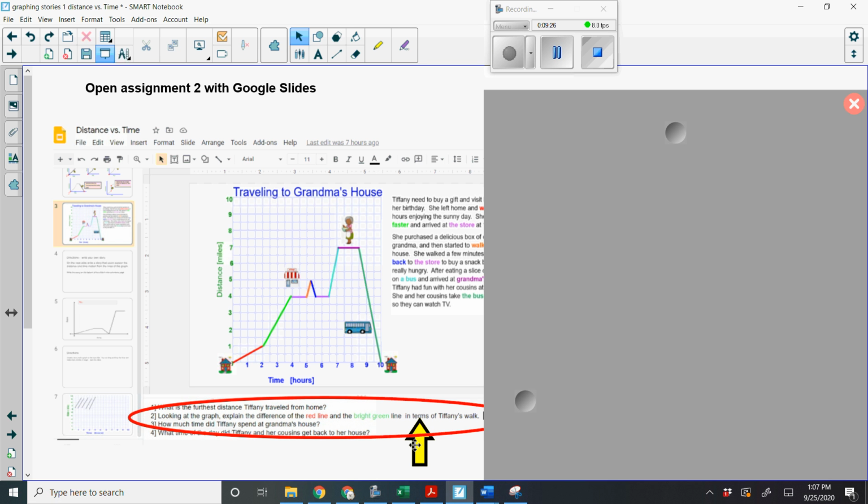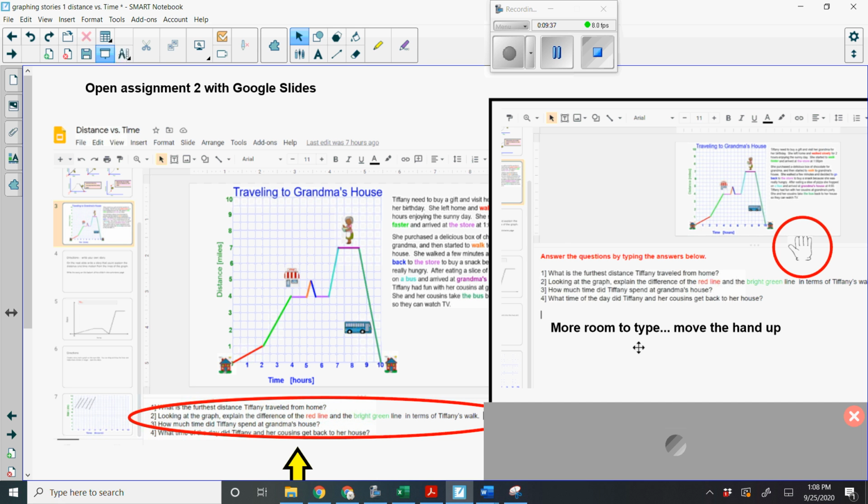So here are the questions. Okay, now if you want to answer, you have to answer them for the assignment. You can make more space by moving this little slide bar. Once you hover over that, you'll see a little hand and you can slide that hand up to make more space to write your answers.